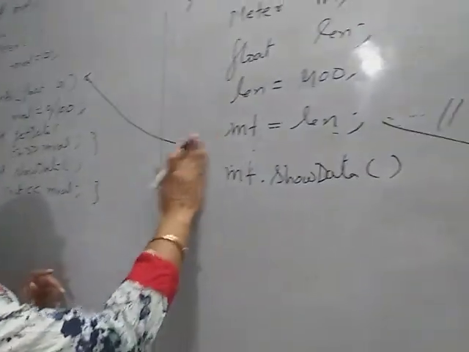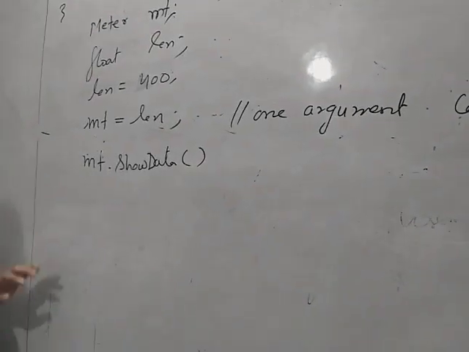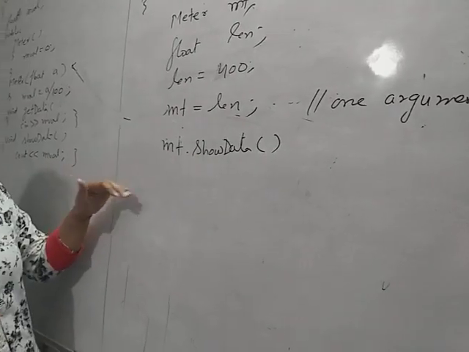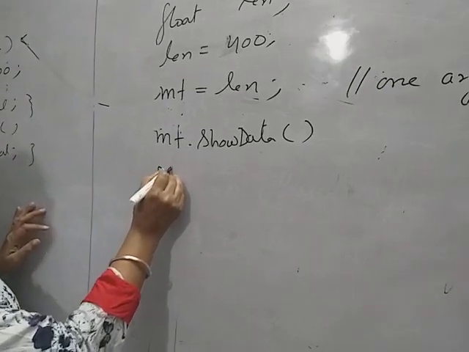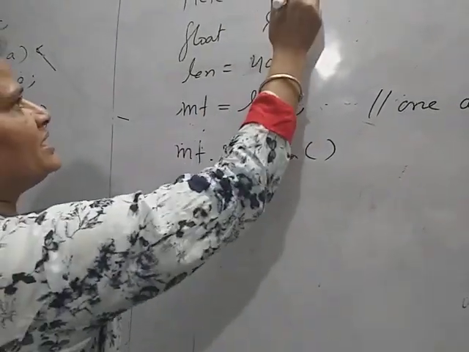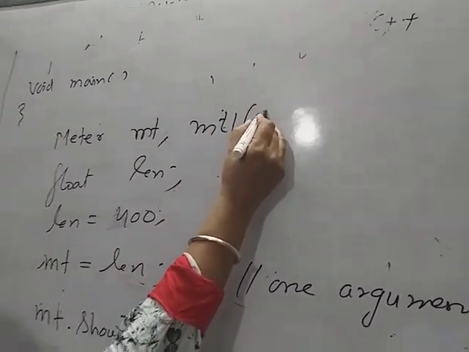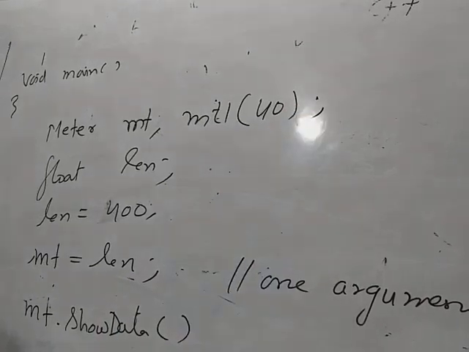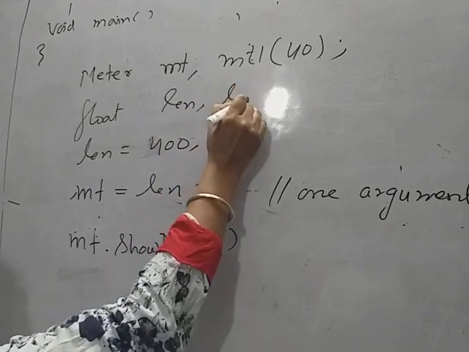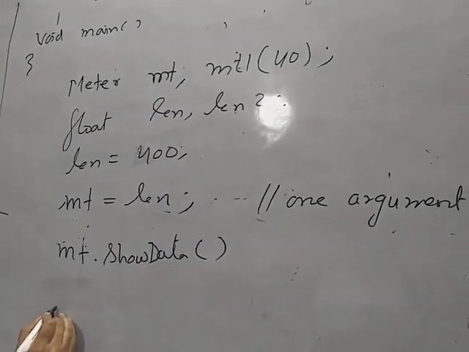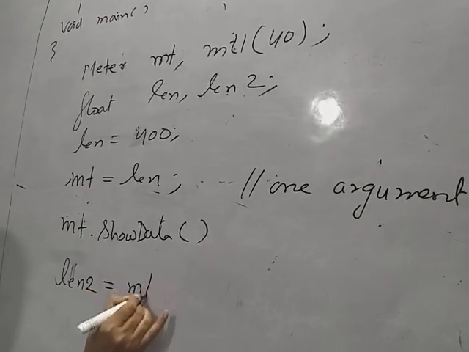Now the second way is if you are trying to convert a user defined data type into a basic type. So suppose here I am taking another object of the Meter class, say mt1, and this is say 40. Now another variable, say len2, and I am writing here len2 equal to mt1.